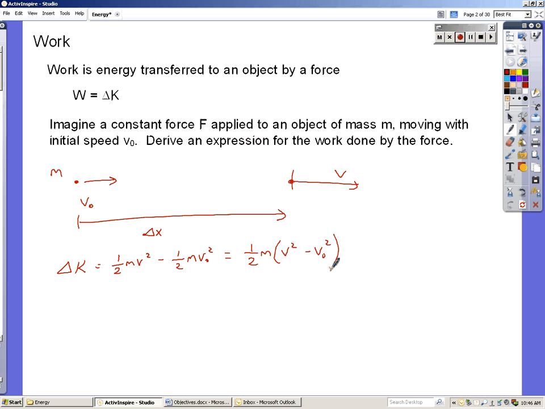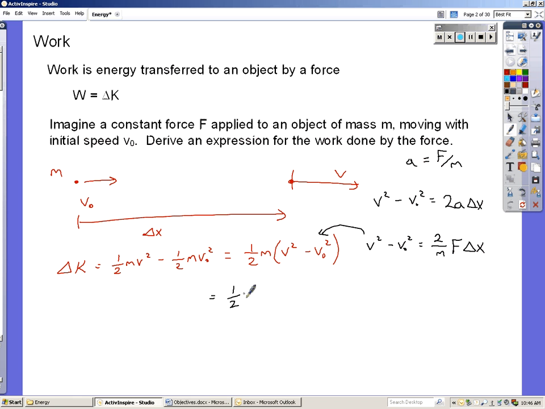And that looks kind of familiar. We have an equation that has v squared minus v0 squared in it, and that's the third kinematic equation. What the third kinematic says is v squared minus v0 squared equals 2a delta x. And where's the acceleration of this particle coming from? Well, it's the force. Newton's second law says a equals F over m. So we'll say v squared minus v0 squared equals 2 over m times F delta x. And then we'll substitute this in here.